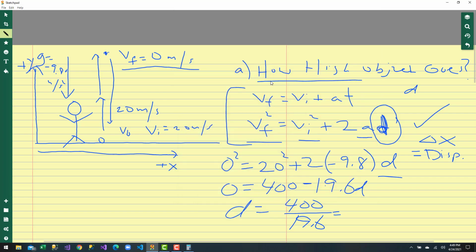So we have 20.4. And remember, make sure you understand what the units are of your final answer, otherwise you get partial credit. Displacement is in meters, so 20.4 meters. All right, so this is how you figure out how high an object goes when you throw it up from the ground.